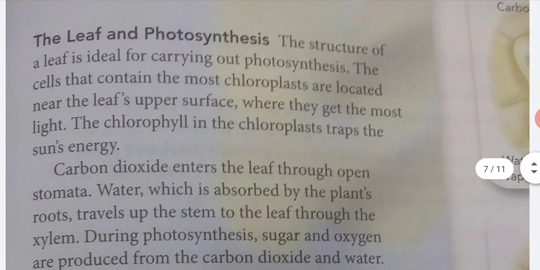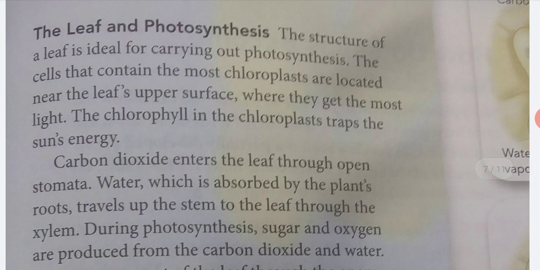The leaf and photosynthesis. The structure of a leaf is ideal for carrying out photosynthesis. The cells that contain the most chloroplast are located near the leaf's upper surface, where they get the most light. The chlorophyll in the chloroplast traps the sun's energy.